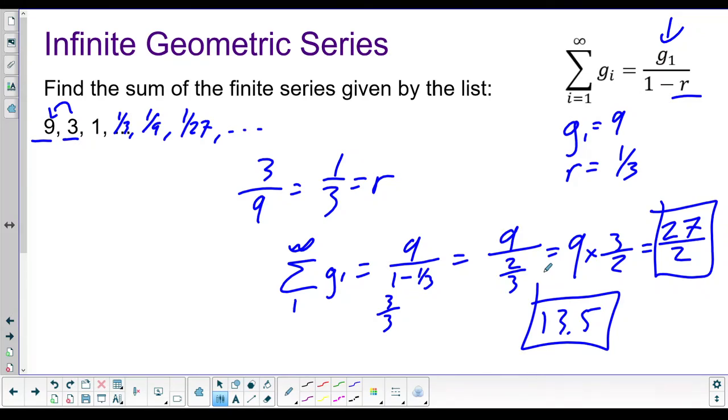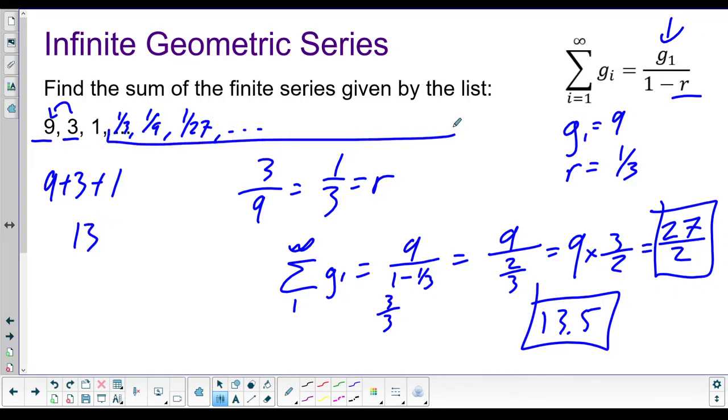There you go. So if you add an infinite number of things being cut by 1/3, starting at 9, you get 13.5. So cool. Awesome. Isn't it crazy? Look at this. If you take 9 plus 3 plus 1, that's 13. All of these fractions combined for forever is only a half. That's so crazy. Isn't math wild, you guys?